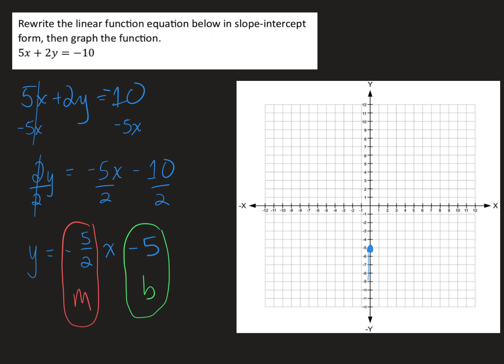So that's how I'm going to start. I'm going to go down 5 and then right 2, and I'll place my next dot. And then I can travel exactly backward. If I go up 5, left 2, that will give me another dot, and so on. And then I can connect these and have my line. Don't forget the arrows at the end of your line, and you'll be good to go. Next.